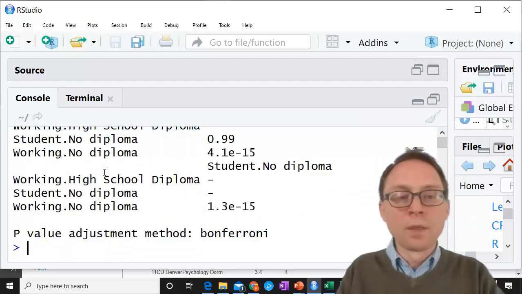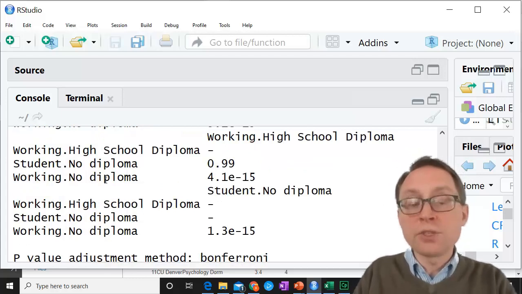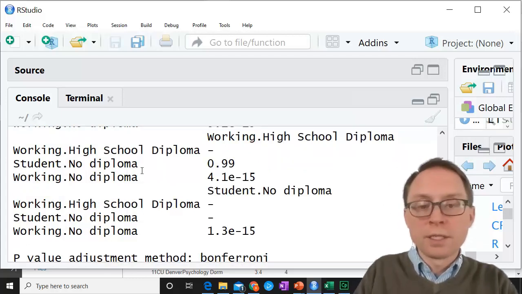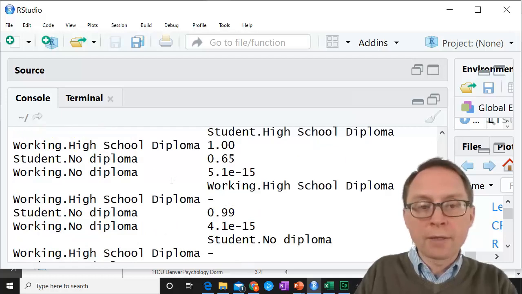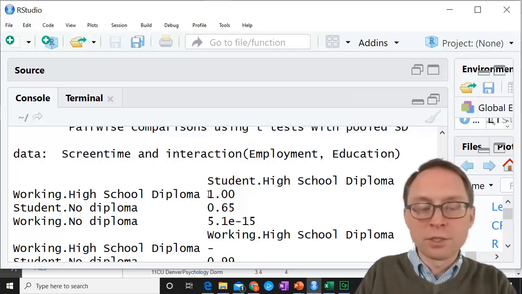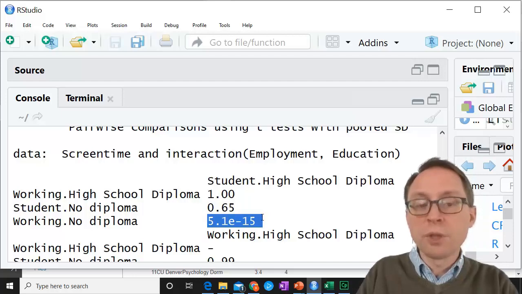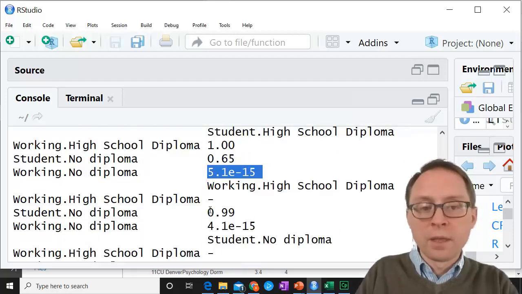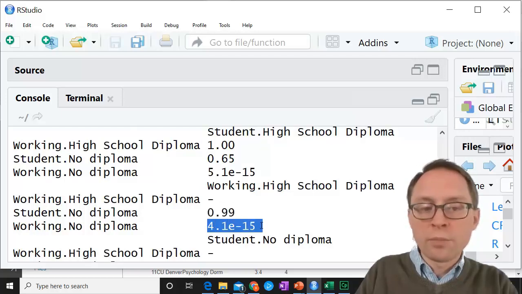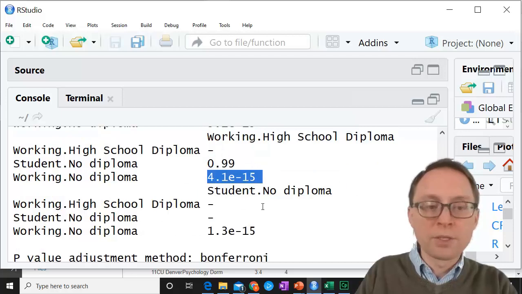And here's what we get. This is telling us the p-values of each of the simple effects. It's going to give us a lot because it's a long one. The p-value of students with a high school diploma compared to working with a high school diploma, there's no difference at all. Students with no diploma compared to students with a high school diploma, no difference. Working with no diploma and students with a high school diploma, there is a difference right there. Students with no diploma compared to working with a high school diploma, no difference. Working with no diploma compared to working with a high school diploma, yeah, there is a difference.